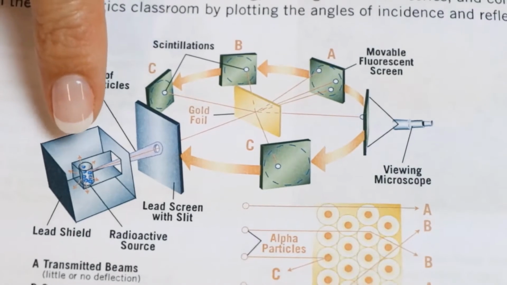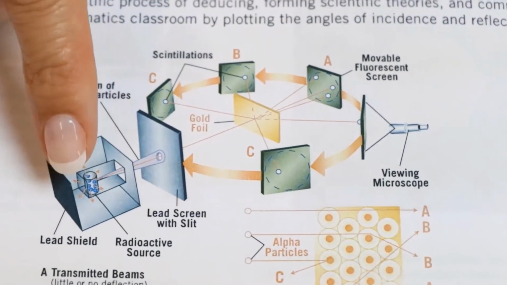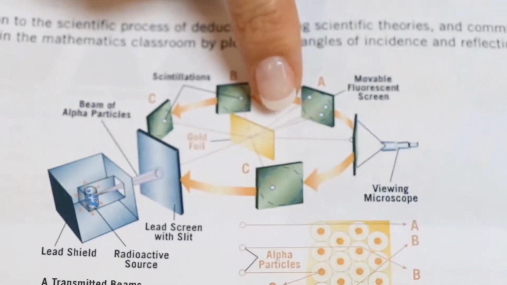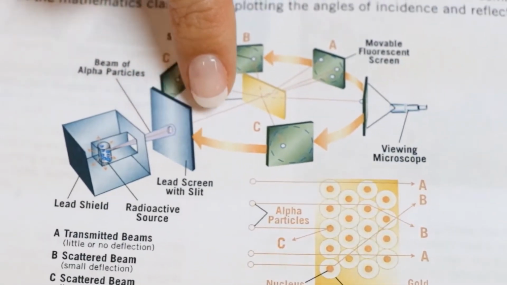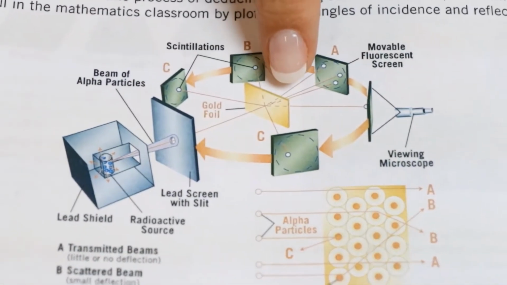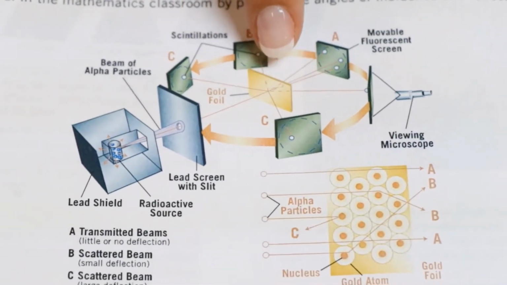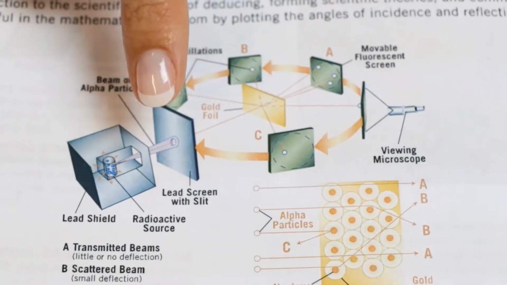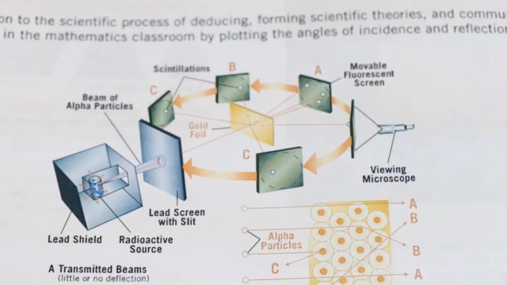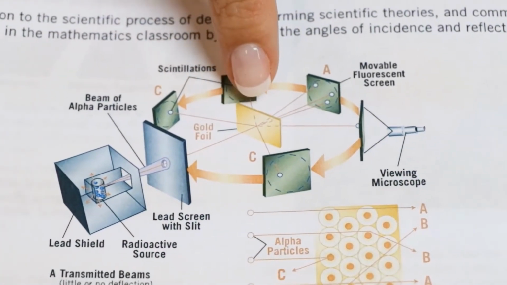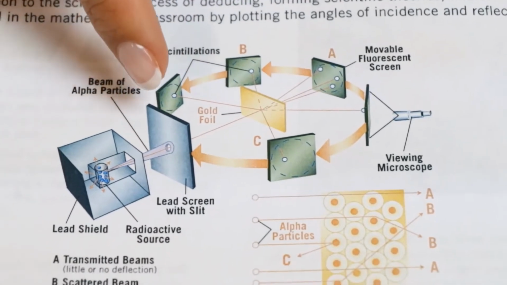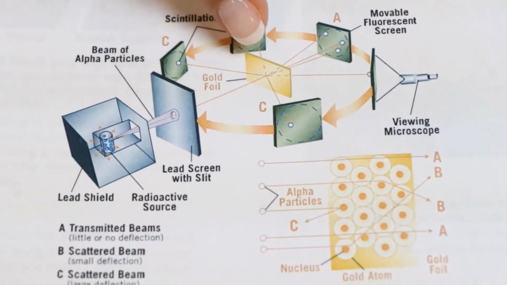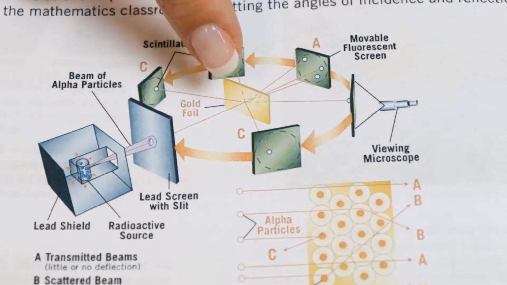Rutherford set up a source of alpha particles. The alpha particles shot through a slit to hit gold foil. Most of the particles went straight through, which meant that the gold foil was mostly space, but sometimes they would bounce back. That meant the alpha particles were hitting dense nuclei of the gold material. Other times, the alpha particles might be deflected because of the charge of the nuclei.